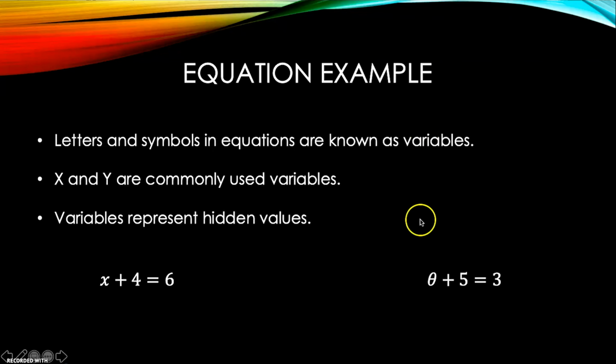So here we have the equation X plus 4 equals 6. In equations like these, letters and symbols are known as variables. These variables are hidden values that you must find in order to complete the equation. The most common variables you'll see are x, y, and f.